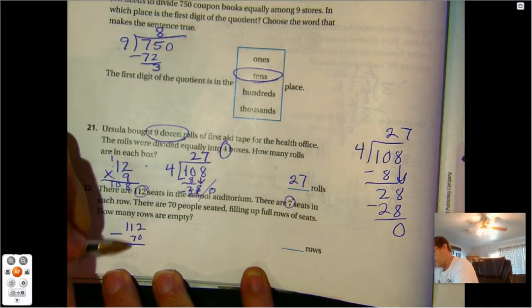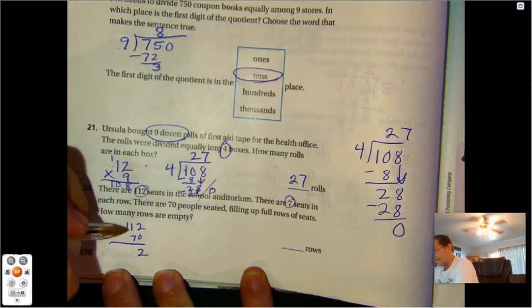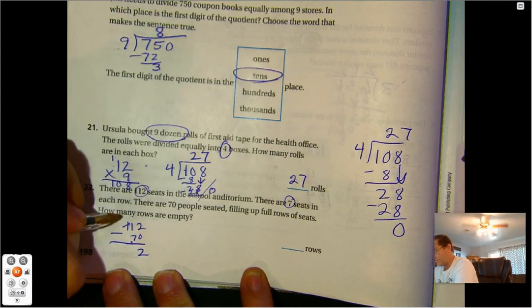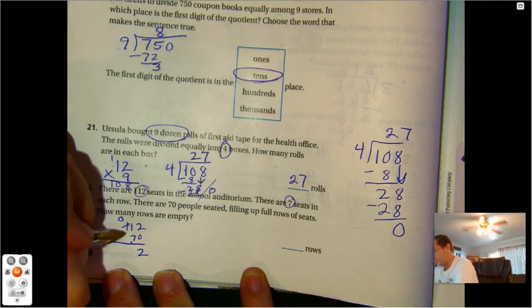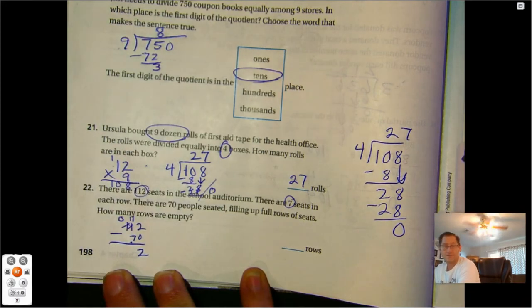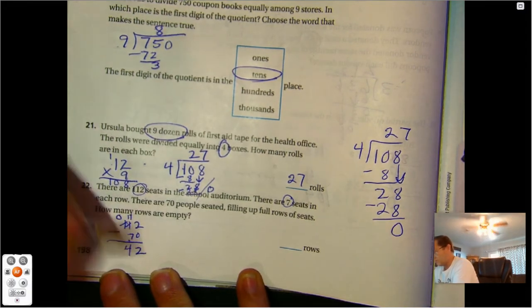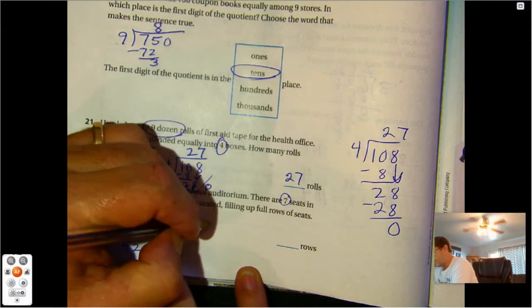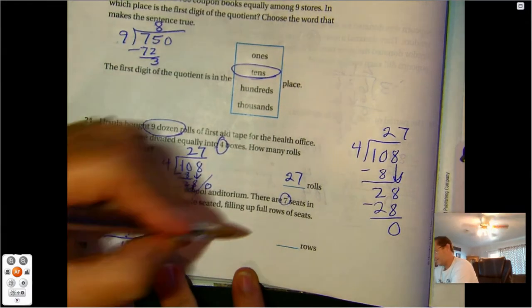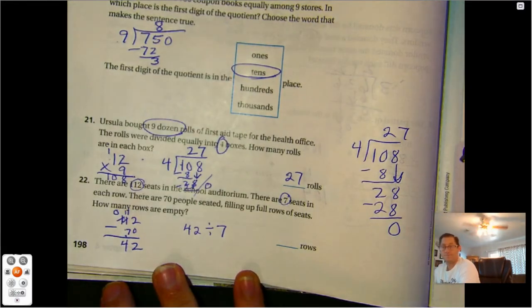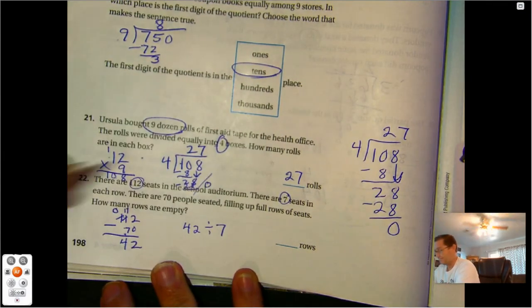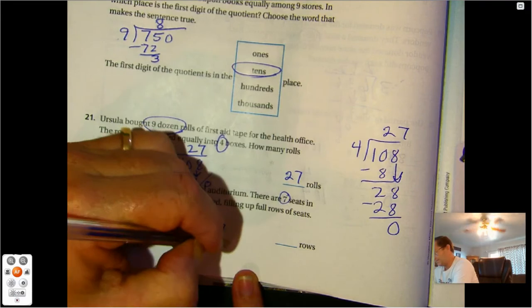I can't take 7 from 10, so I'm going to regroup the 100 as 0 hundreds and 10 tens, which now I have 11 tens. 11 take away 7 is 4. So we have 42 seats remaining. There's 7 seats in a row. Well, that's a basic math fact. 42 divided by 7. 7 times 6 equals 42. So there's 6 rows that are empty.